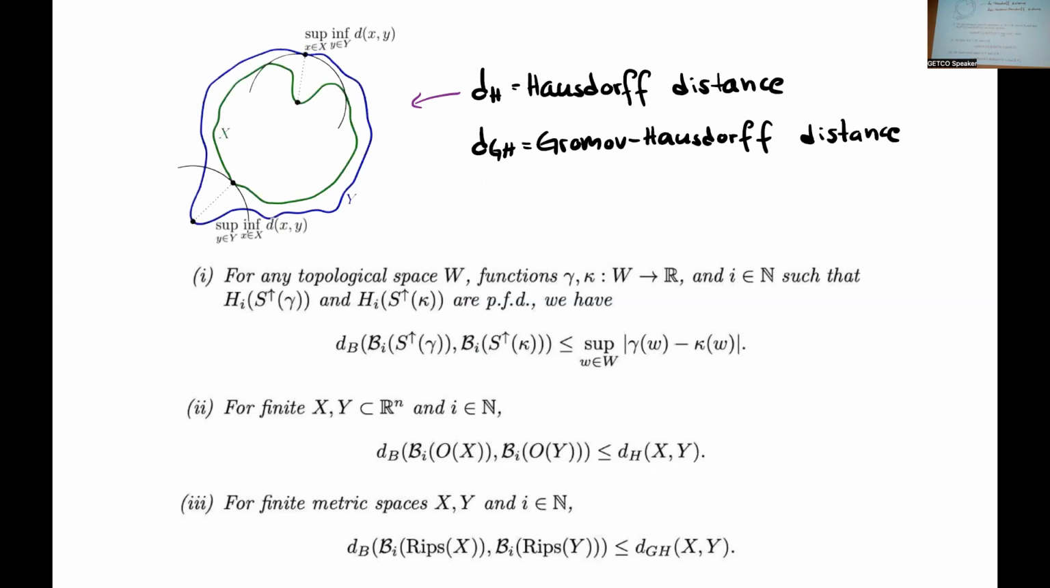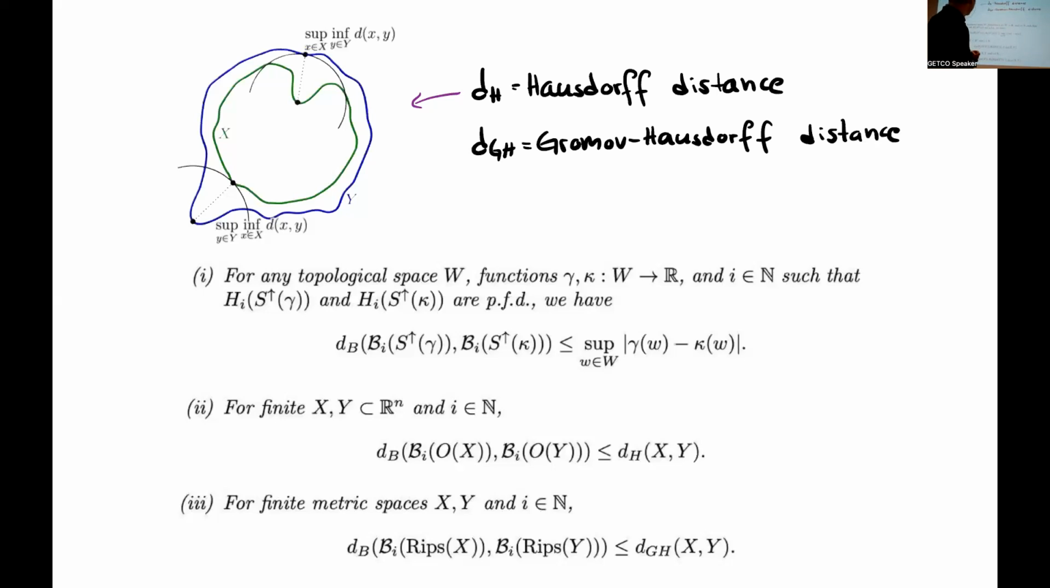Well, it tells us that if I take any topological space and I have two functions on the topological space, and I compute homology in, let's say, dimension i, then the bottleneck distance, so it's like how far apart these points are in the persistence diagram, is bounded by the infinity norm between two functions. Okay. So that's if you take the sublevel filtration.